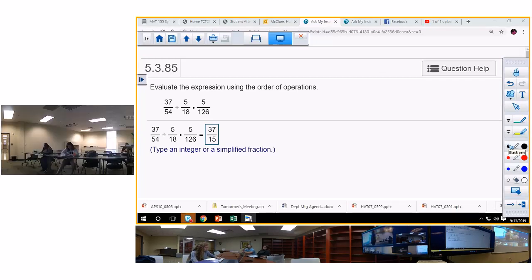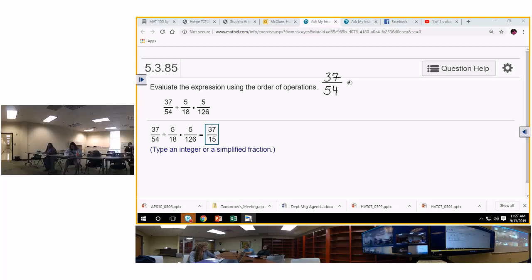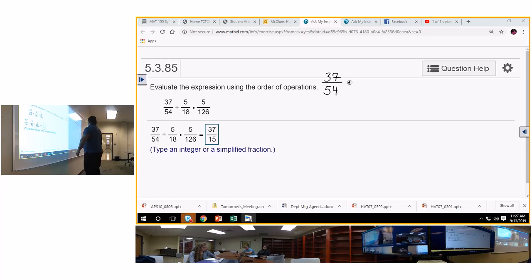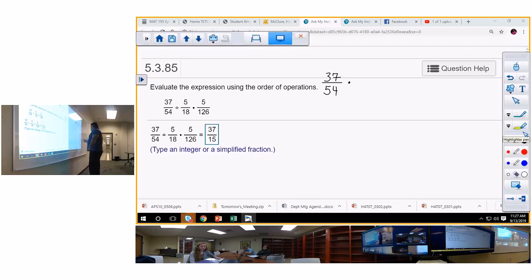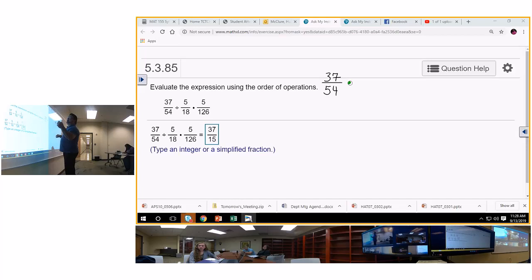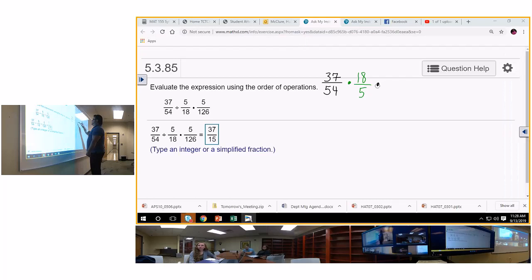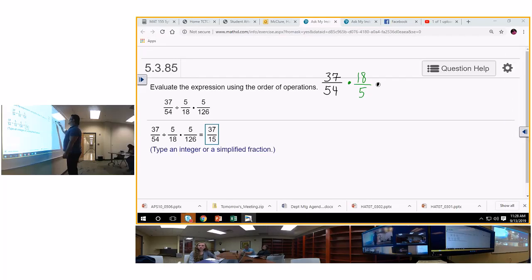I thought you found the bottom number first. You're talking about the common denominator. Yeah, that's with addition and subtraction. Oh, that's right. So I'm going to change this to a green. And what is the reciprocal of 5/18? 18 over 5. So the green means that I multiplied by the reciprocal. And that's 5 over 126.